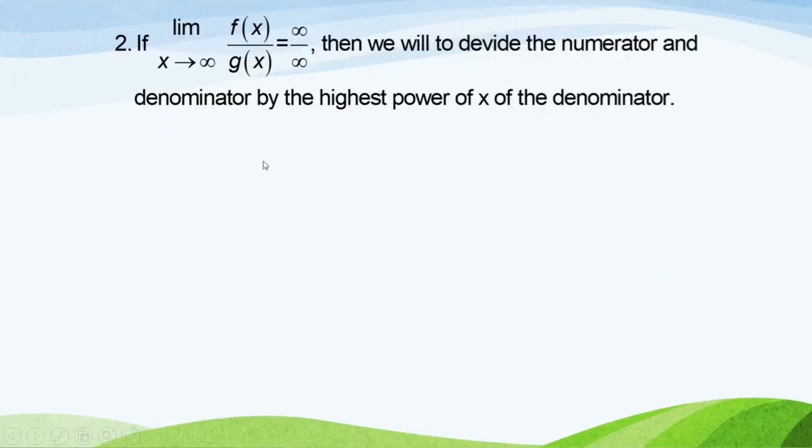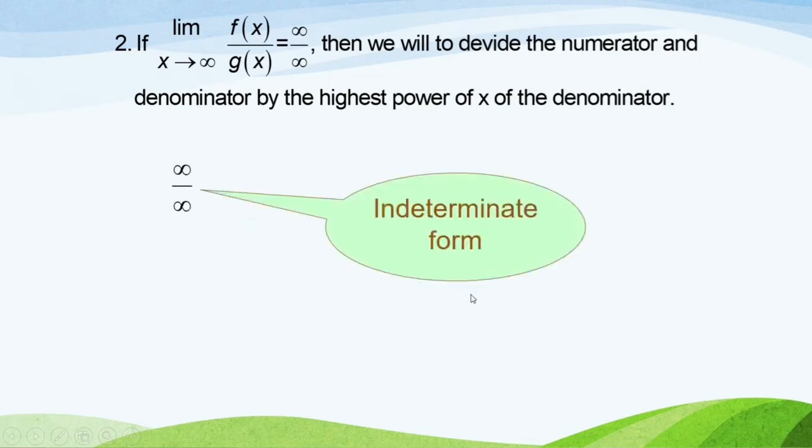If the limit as x approaches infinity of f(x) over g(x) equals infinity over infinity, then we divide the numerator and denominator by the highest power of x of the denominator. Infinity over infinity, we don't know the answer, or we can say that infinity over infinity is an indeterminate form.